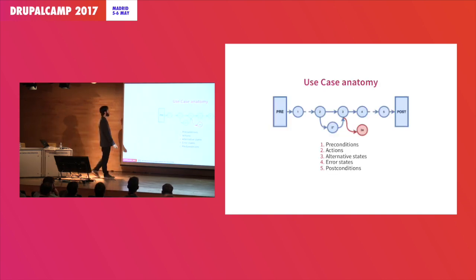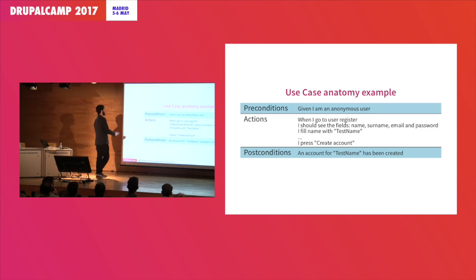So the use case anatomy is this one, okay? We have the precondition, which is the initial step. Then the user is going to make some actions, and there is the postcondition, okay? The postcondition is the state of the system after the user has done the actions on the application, okay? So we are checking both in those cases. And alternative states and error states, we are going to see in the next slides.